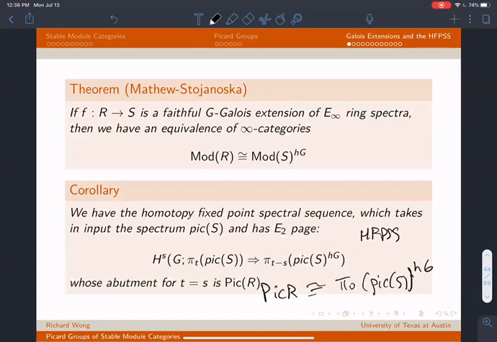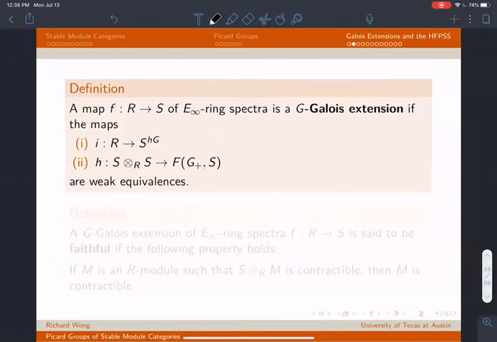So now that we have the motivation done, I'm going to tell you what a G-Galois extension is. You say a map of E-infinity ring spectra is a Galois extension if first the induced map between R and the homotopy fixed points of S is an equivalence. And secondly, if you look at S tensor S over R, if this is equivalent to the G dual of S, then these two things give you a Galois extension of ring spectra.